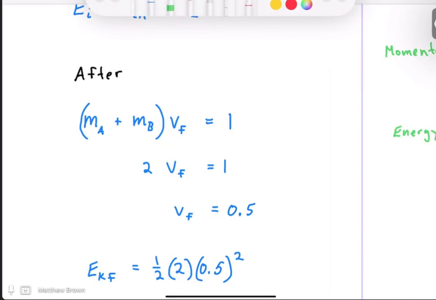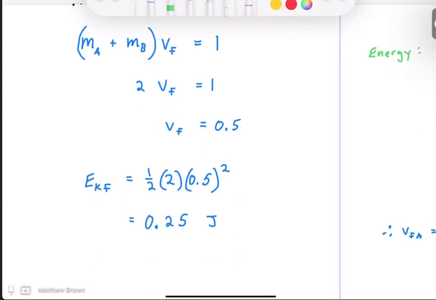We can use that now to calculate the kinetic energy after. And you might even think, well, we have 2 kilograms now traveling, not just 1, so might it even be more? But nope.